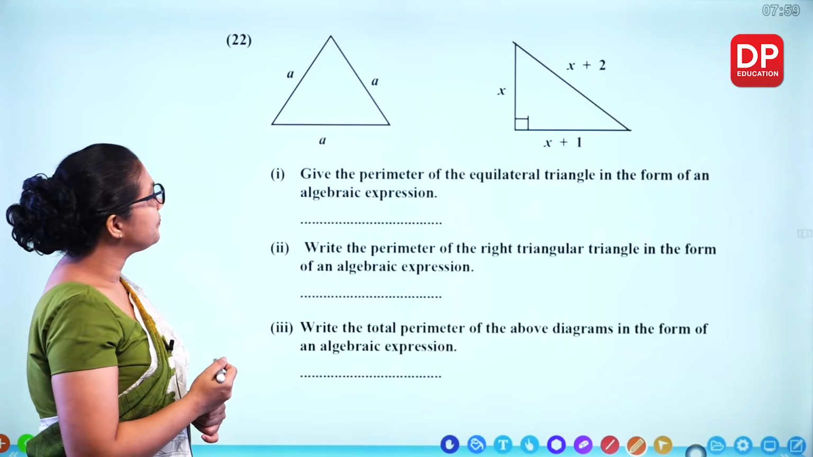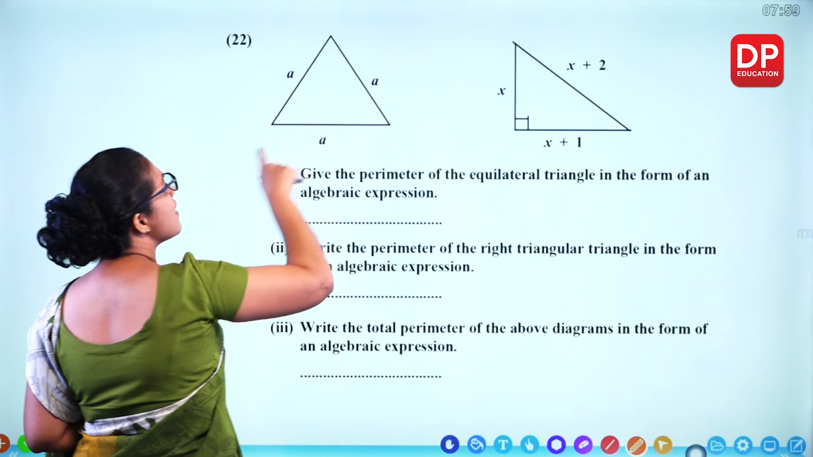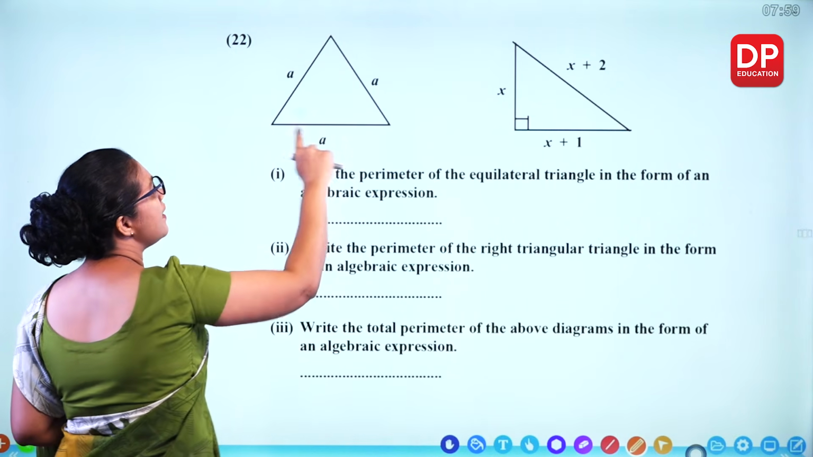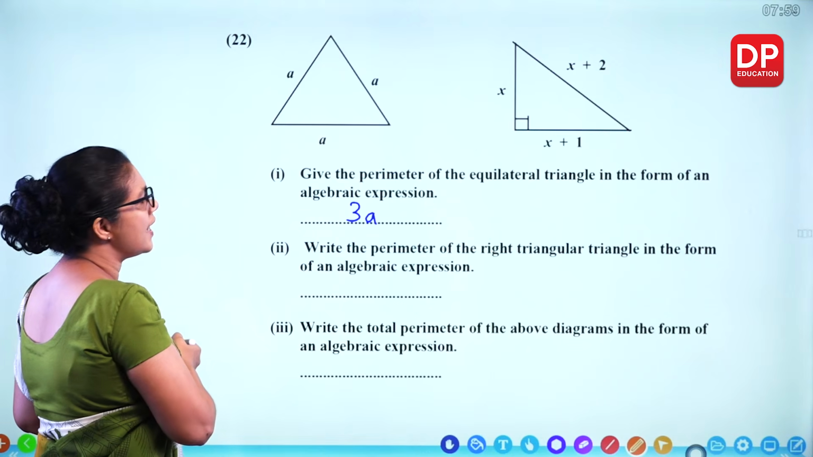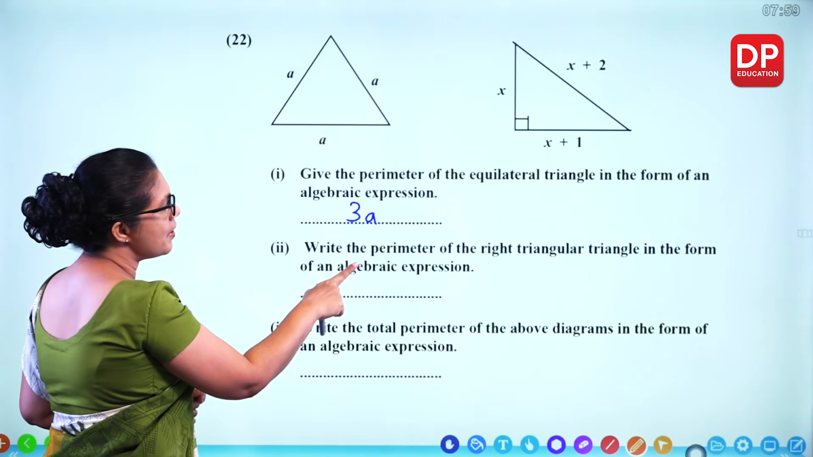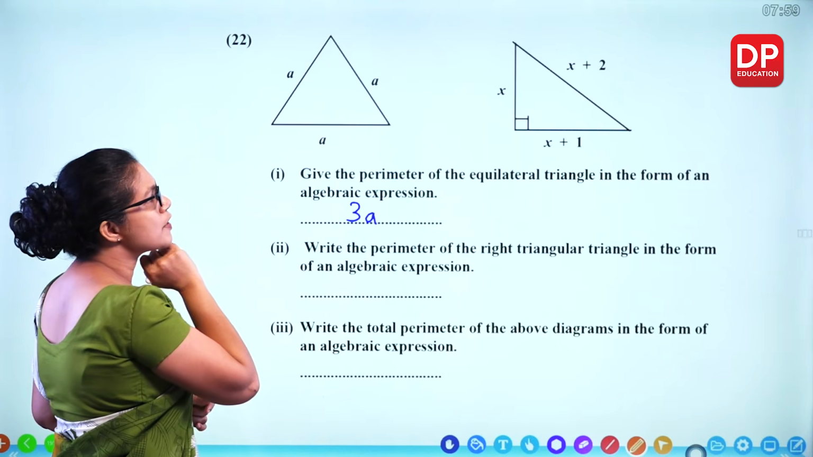Look at this one. Give the perimeter of the equilateral triangle in the form of an algebraic expression. Equilateral means all sides are equal. A and A and A. What's the perimeter? 3a. Write the perimeter of the right angular triangle in the form of an algebraic expression.